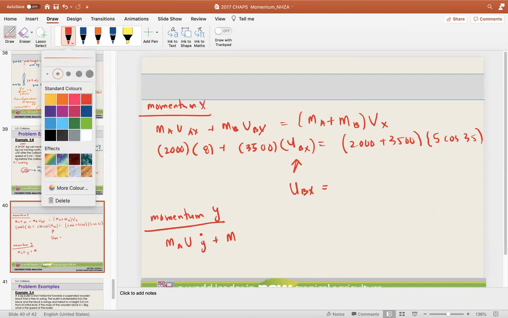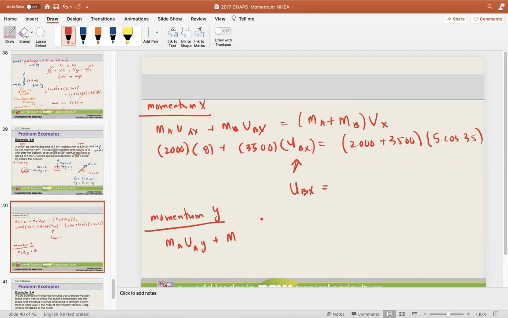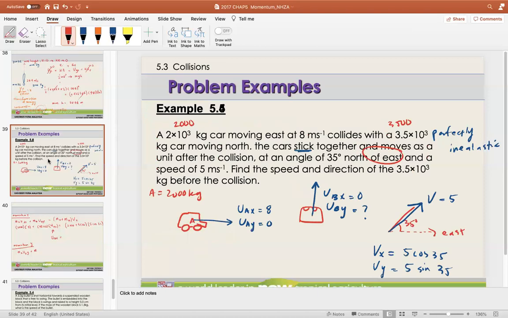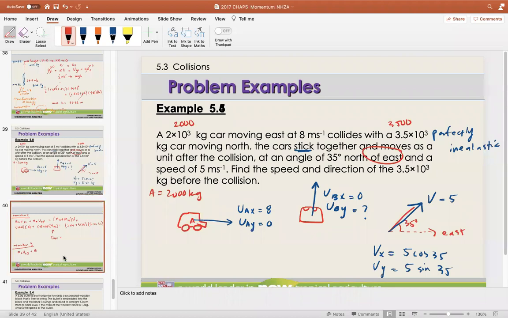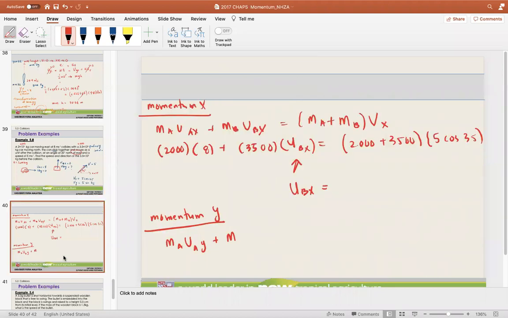Doktor, aku nak tanya. Kalau dia kata car yang B tu moving north, kita kena kira UBX lagi ke? Oh, because the value is not given. Oh, so kita kena kira UBX dan UBY walaupun dia kata north saja. Kita tak boleh assume dia zero untuk UBX. So dia just kata north, so just about Y. Betul juga kan? Sekejap. Soalan ni ada kesalahan ke? An angle north of east. Itulah jadi zero kan? Okay, tak apa. Sebab saya tak buat lagi soalan ni, so I don't know what the value is. Okay, tak apa, kita buat dulu.